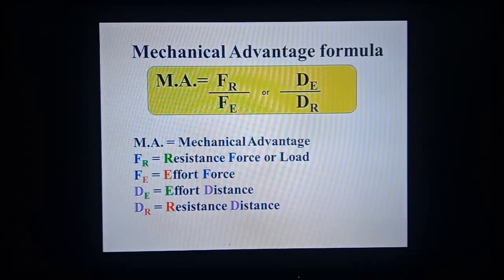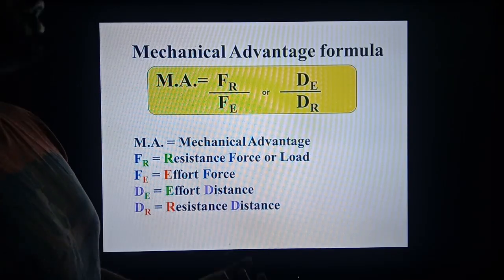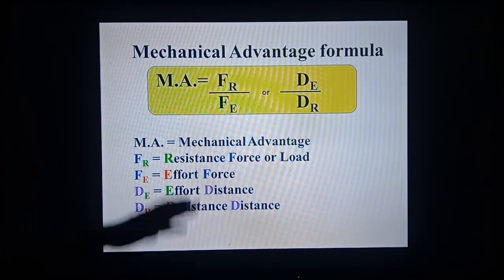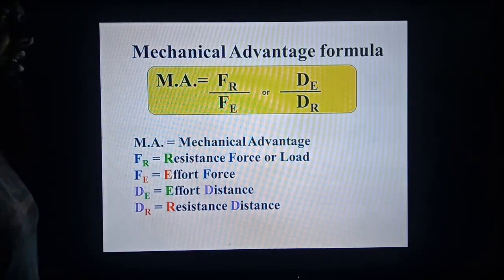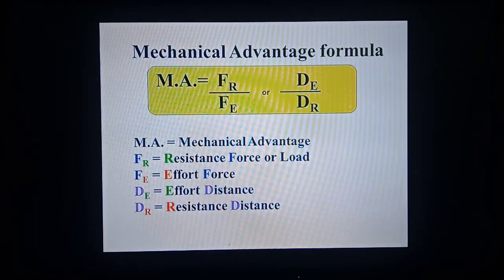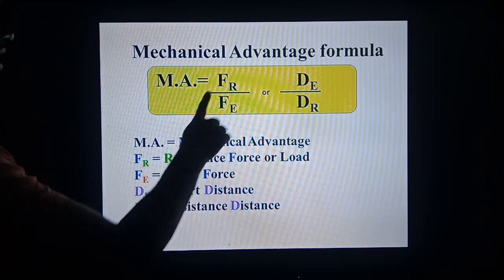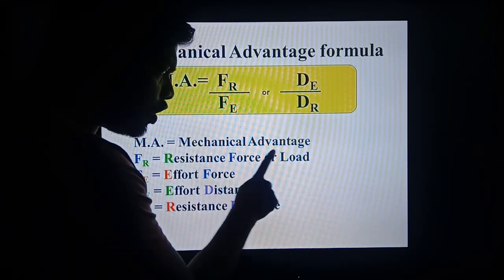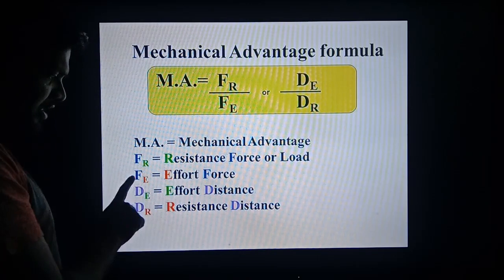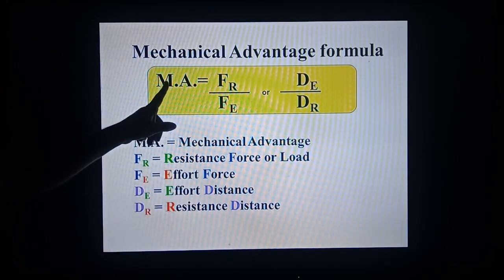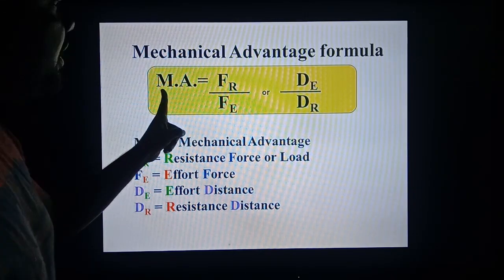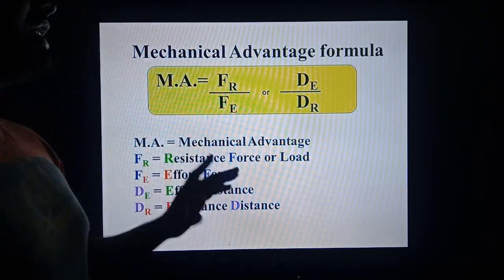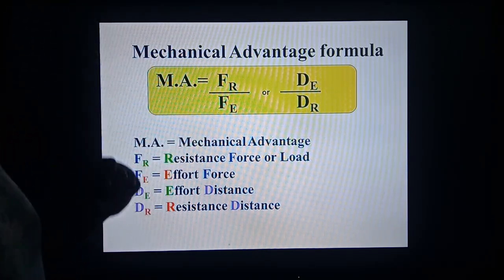Now the important term in simple machine is mechanical advantage. What is mechanical advantage? Let's see first of all the terms given in the formula. MA stands for mechanical advantage. FR is called resistance force or load. FE is called effort. So mechanical advantage is the ratio of load upon effort. This is called actual mechanical advantage.